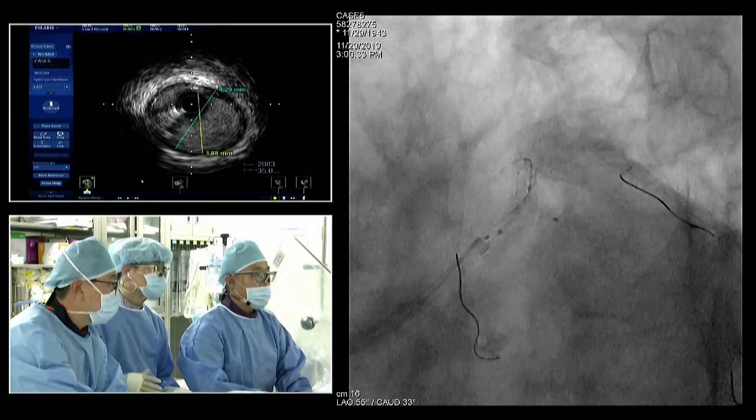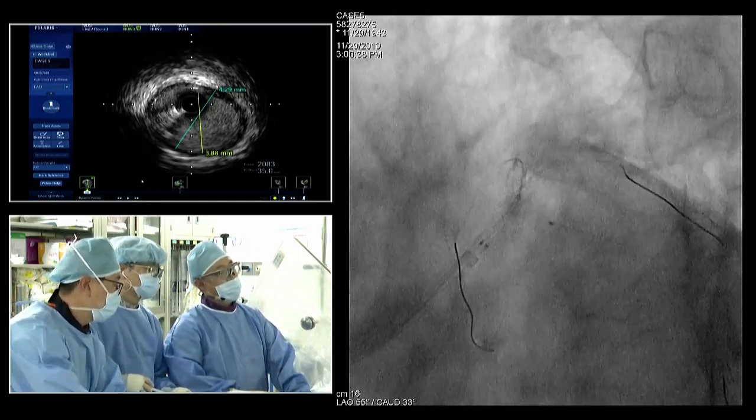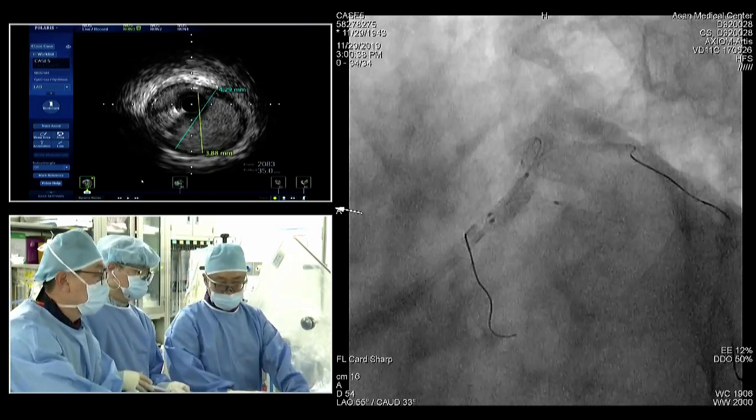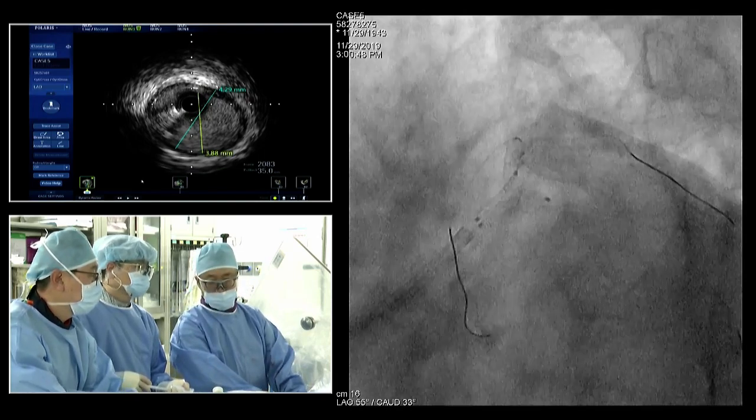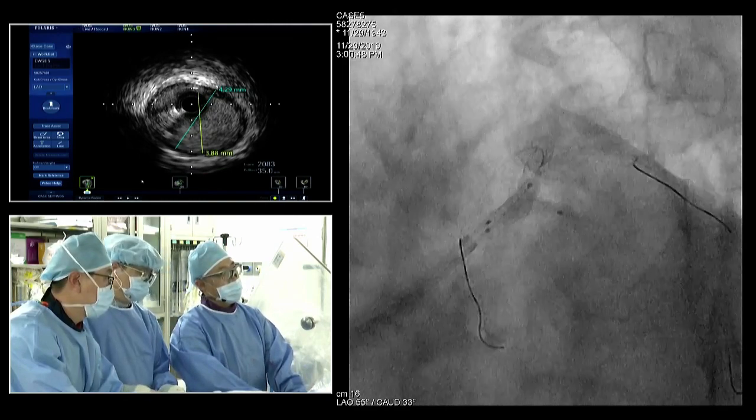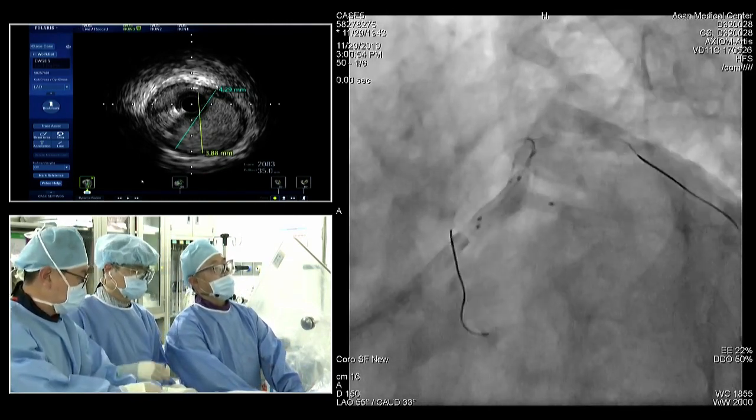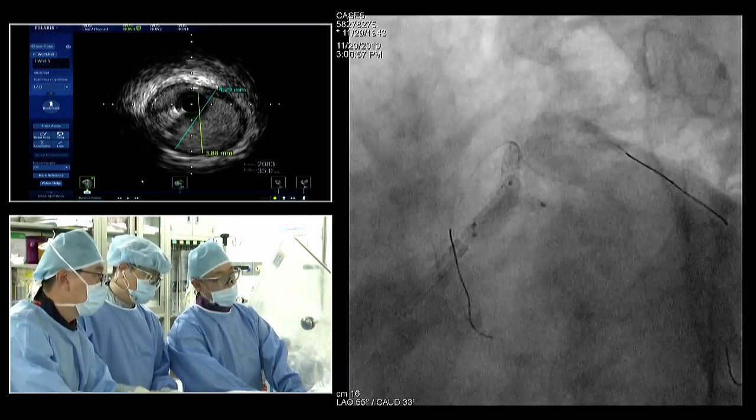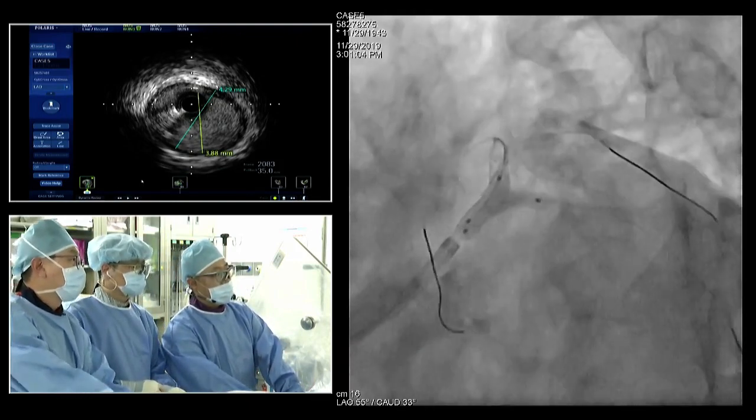This is the circumflex now. LED, go. 6, 8, 10, 12, 14, 16. Deflate. And then we're going to do the final kissing. Go. 10, 12. Okay, deflate. One more time. Go. 10, 12. One, two, three.